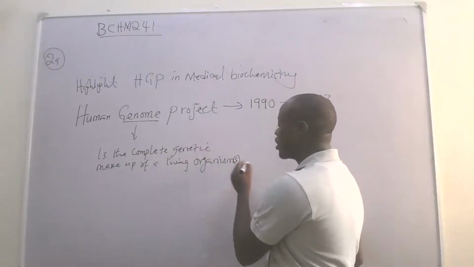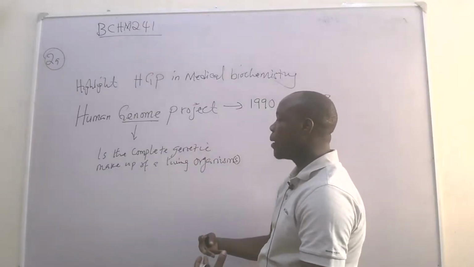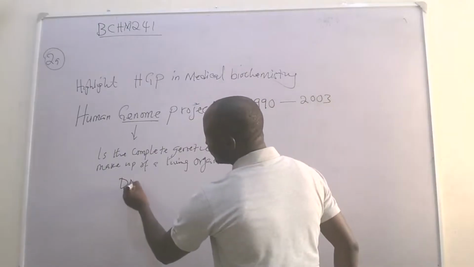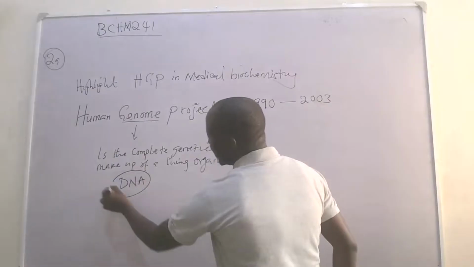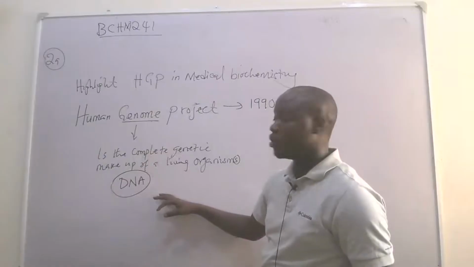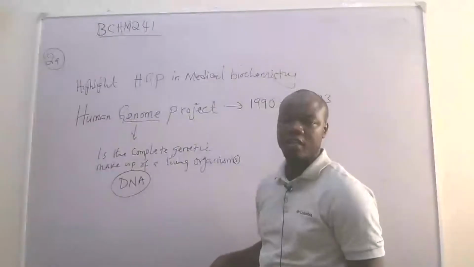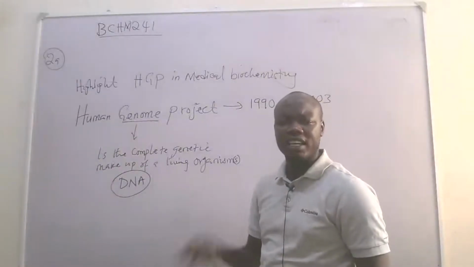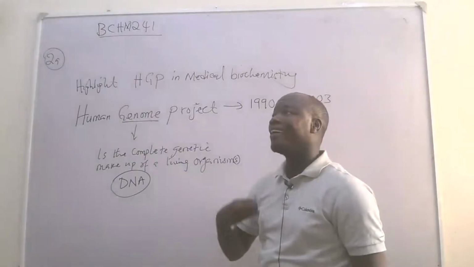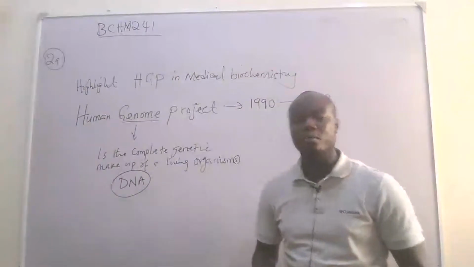So when we say the complete genetic makeup of a living organism, it means DNA. So the DNA of a particular living organism is their genome. And ladies and gentlemen, that is why we said that DNA is the language of life. If you are beautiful, if you are intelligent, if you are dull, if you are ugly, it's all because of your DNA. So I'm the way I am because of my DNA.